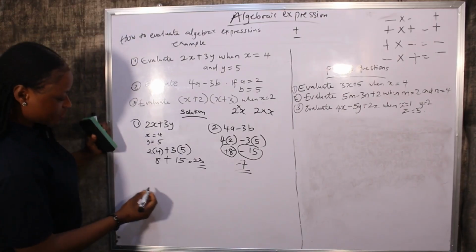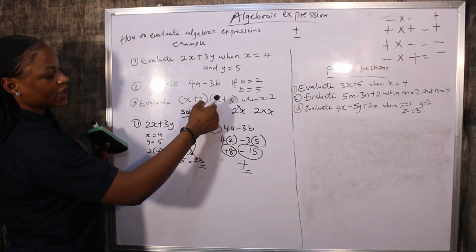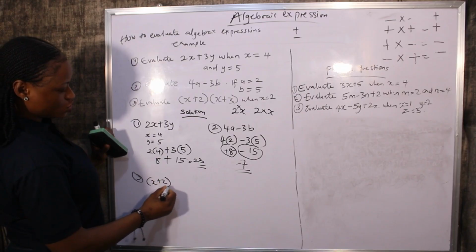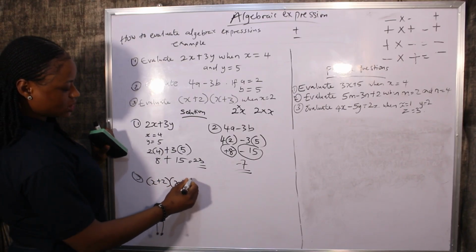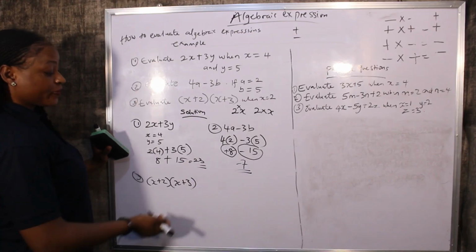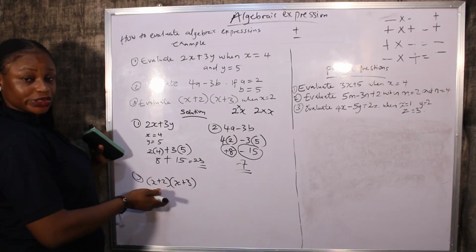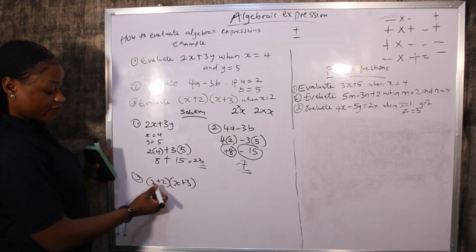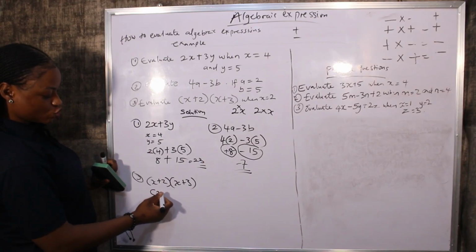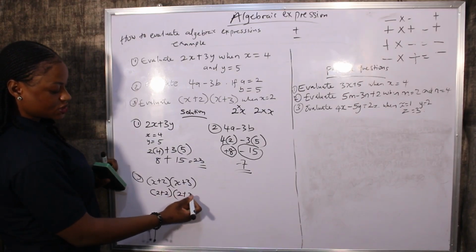Now let's move to number 3. Evaluate bracket x plus 2 close bracket open bracket x plus 3. X plus 2, x plus 3. We can solve this particular question using 2 methods. The first method, you can just go ahead and just substitute the value of x into this equation and solve like this. The value of x is what? 2, right? So in this first bracket, you have 2 plus 2. And in the second bracket, we have 2 plus 3.